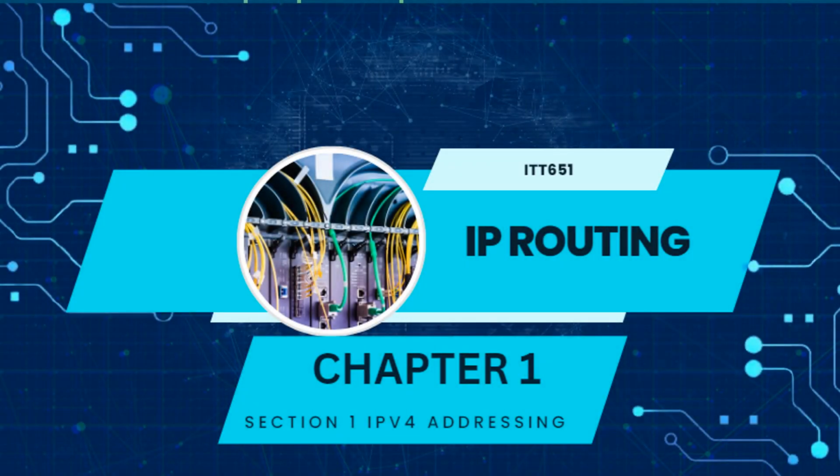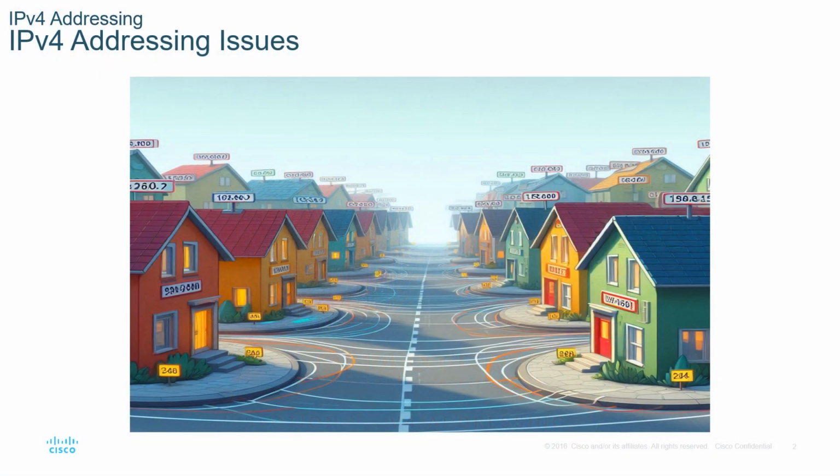Section 1, IPv4 addressing. Just as your personal street address uniquely defines where you live, an IPv4 address uniquely defines where a device resides in a network. So if devices are addressed incorrectly, they may not receive the packets that are intended for them. Therefore, it is important for you to have a solid understanding of IPv4 addressing and how to verify that devices are addressed correctly on a network.